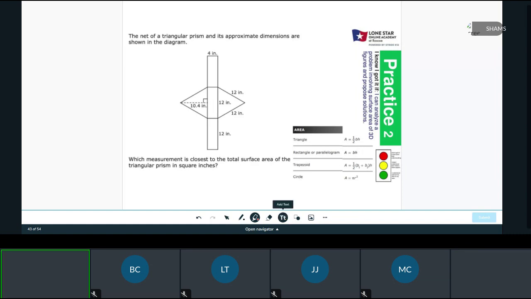I see here that you guys are finding the area of the rectangular part. And I do agree with you. You guys are writing down area equals 4 by 12, and you got an area of 48. Very good, very good. I agree.